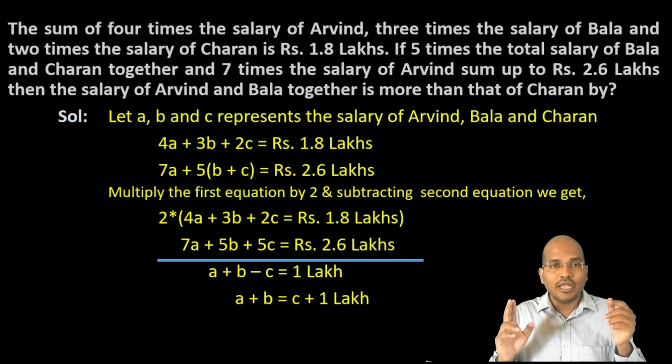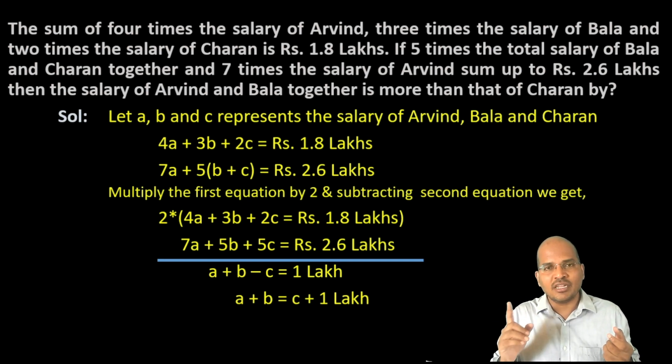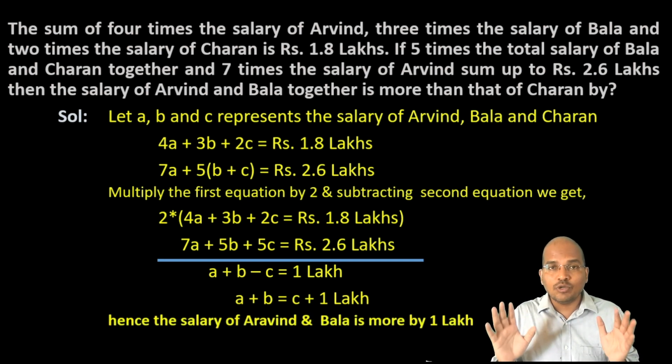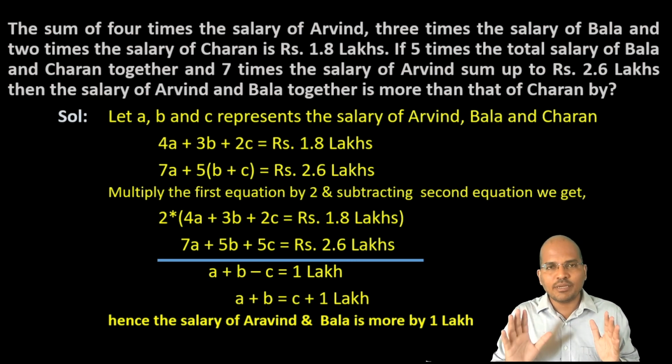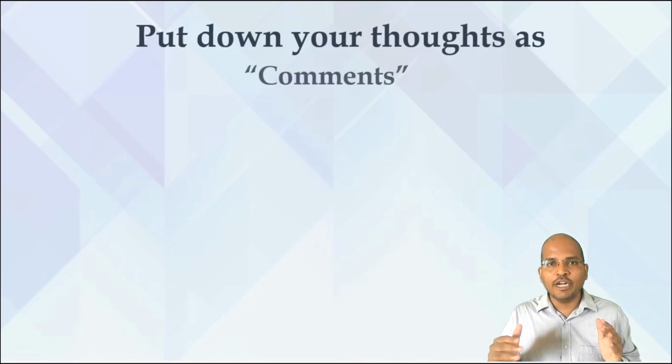Now the question is, A plus B indicates the salary of Arvind and Bala. The salary of Arvind and Bala is 1 lakh more than Charan. So please do not jump to conclusions in equations. In the concept of equations, though you cannot find the values of each term individually, there are some possibilities where you can jump to conclusions. Play with that.